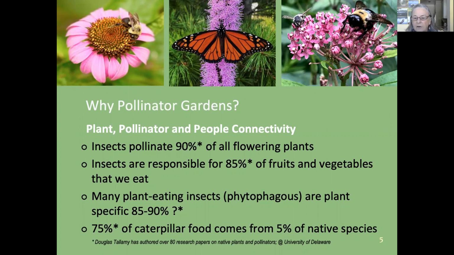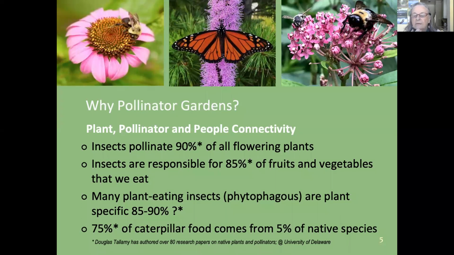One of the key facts, and Lorraine Johnson talked to this last night, is that insects are responsible for pollinating 90% of all flowering plants. In turn, insects are responsible for 85% of the fruit and vegetables that we eat. So they're part of the food chain. Many insects are plant specific, and that is phytophagous or herbivorous, as Lorraine called them last night. They seek out specific plants for food. They lay their eggs and select the plants as their larval host plants.